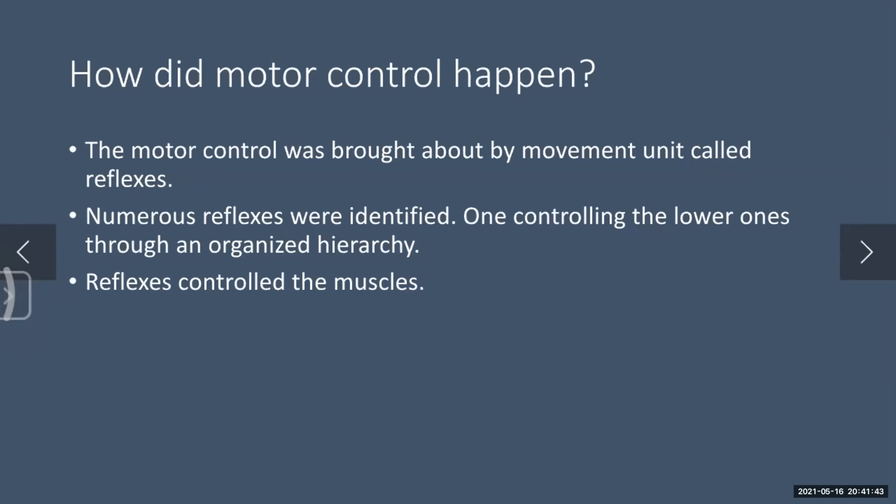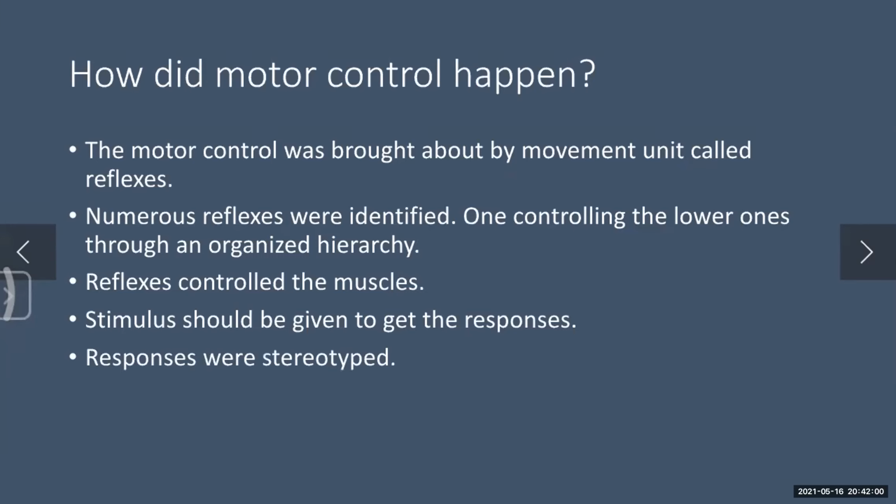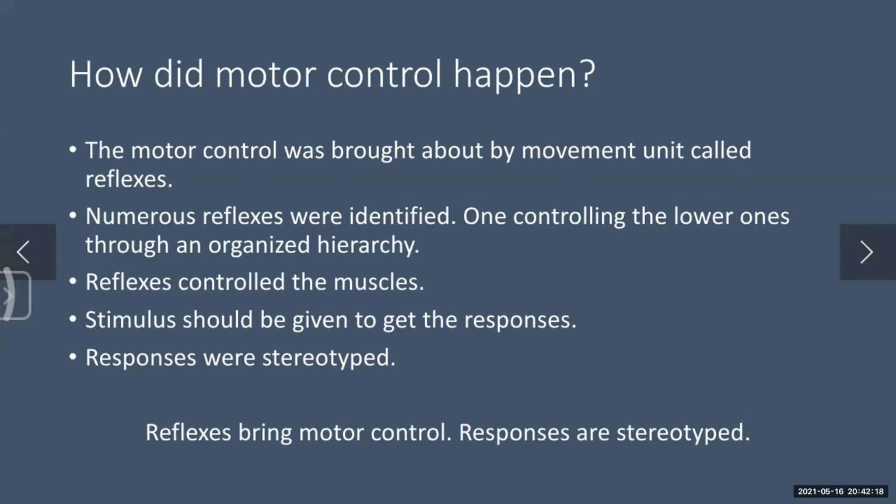Next, we see that these reflexes basically control the muscles. For a reflex, we know that a stimulus should be given in order to get the response. So whenever there was a stimulus of different forms, the responses were coming for that. One of the major criticisms of the early models of reflex theory was that the responses were stereotyped. That is, when you give a stimulus, the same kind of responses keep coming. So in summary, reflexes bring the motor control, and the responses which come out of these reflexes were stereotyped.